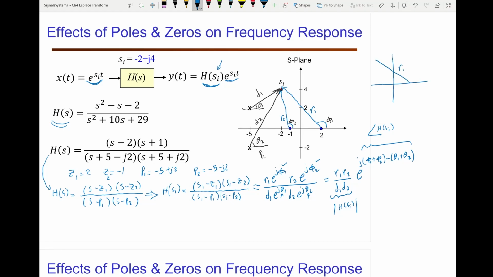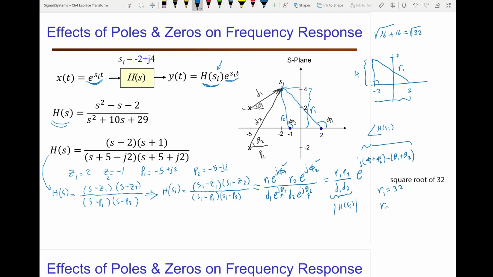This is R1, this is 2, and this is minus 2, and this is 4. And this is the right angle triangle. So R1 will be this length, which is 4, square root of 4 squared is 16 plus this length, which is 4 squared, that's 16. So that is square root of 32. So R1 is square root of 32.